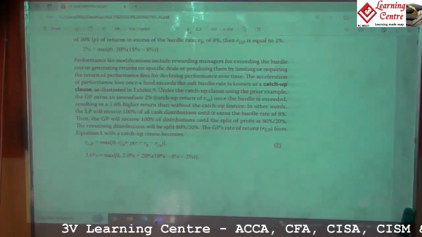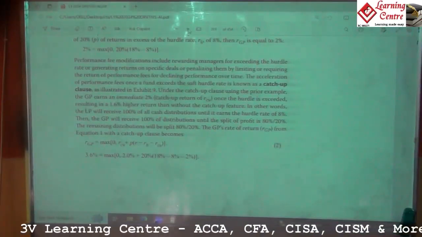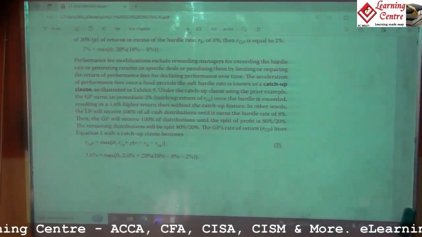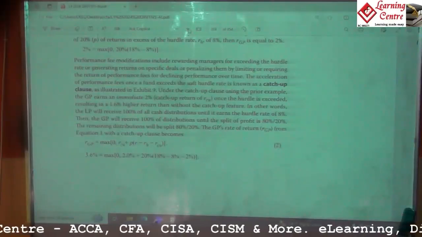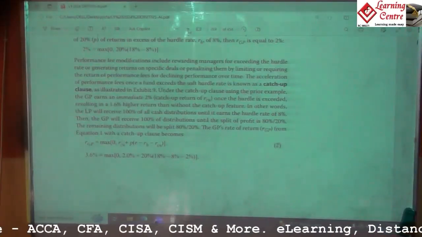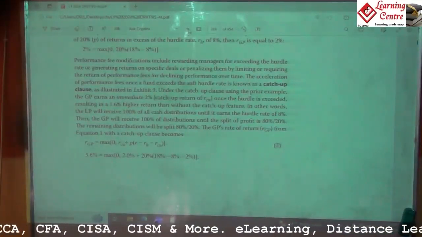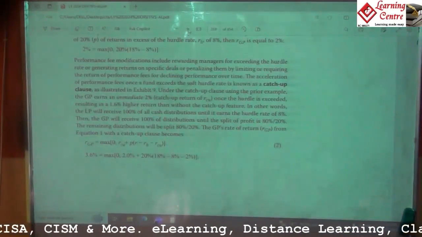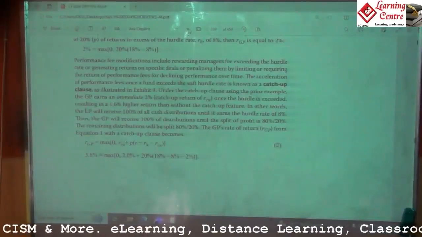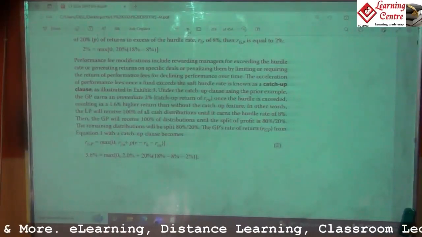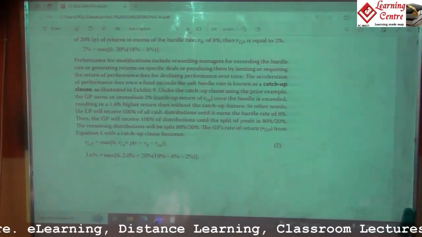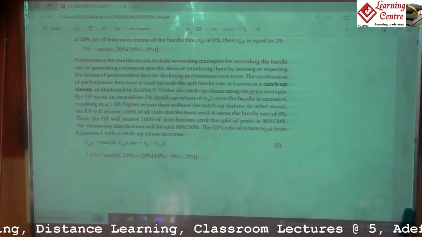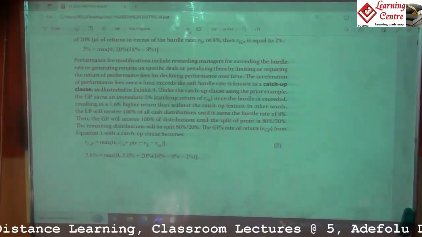This allows the limited partner to catch up with the general partner. The limited partner receives 100% of the distribution above the order rate generated.